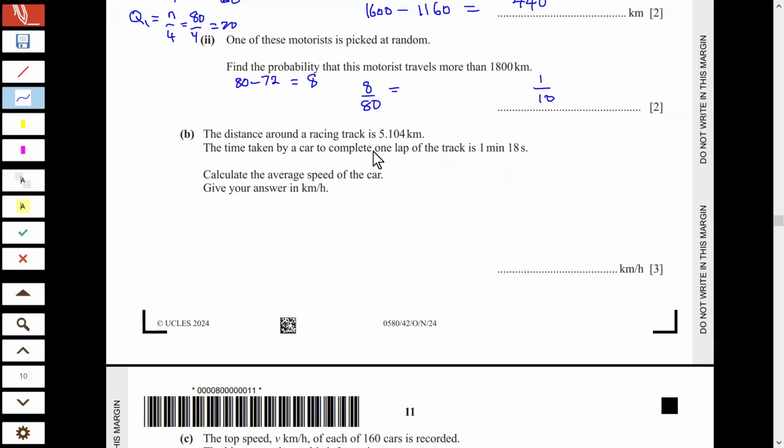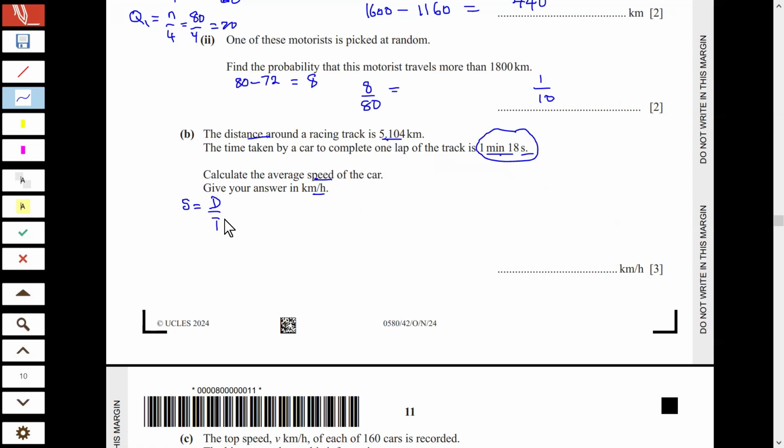Okay, the distance is given in kilometers, the distance around the racing track. And then the time taken is also given. So calculate the average speed. Speed is equal to distance over time. Now, to calculate this in kilometers per hour, but the time given is in minutes and seconds, we'll have to convert this to hours.